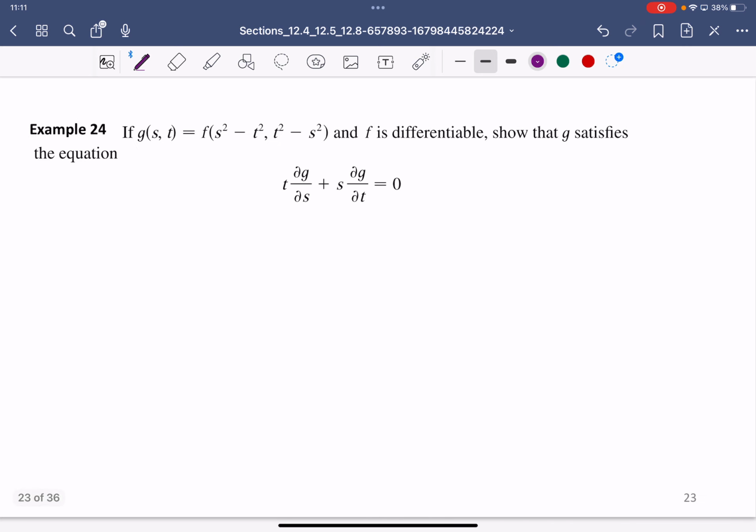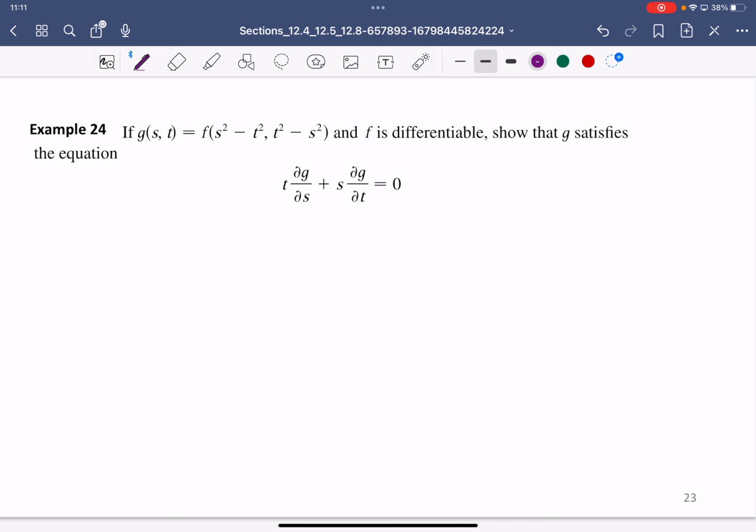Okay, everyone take a look at example 24. So we have g(s,t) equal to f(s squared minus t squared, t squared minus s squared). f is differentiable, so can you show that this equation is true? This is actually confusing when you read the question.